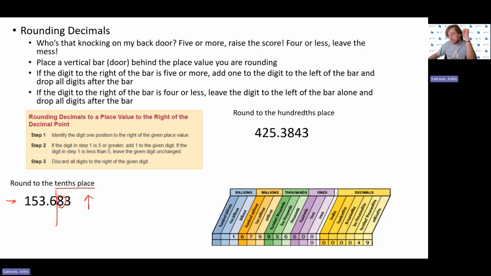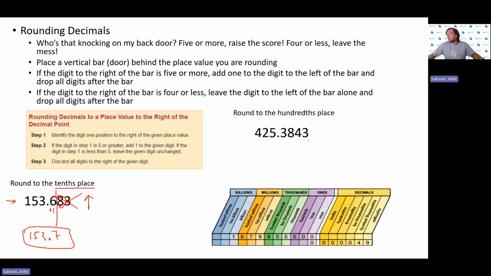We are rounding up. And so when we round up, I'm just going to increase that tenths place where we are rounding by 1. So let's write what we got so far, 153.7, right? I increased that one by 1. And then I'm going to drop everything else. I don't want anything else over here. So this is my answer, 153.7. This is 153.683 rounded to the 10th, 153.7.